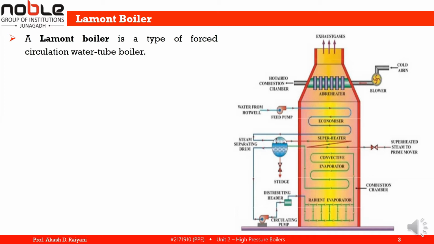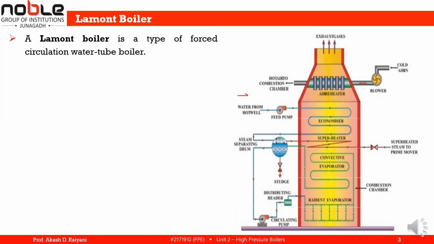You can see from the schematic diagram the major components of this boiler are air preheater, blower, feed pump, economizer, steam separating drum, circulating pump, distributing header, radiant evaporator, convective evaporator, superheater, prime mover and combustion chamber. Its operation is quite simple.